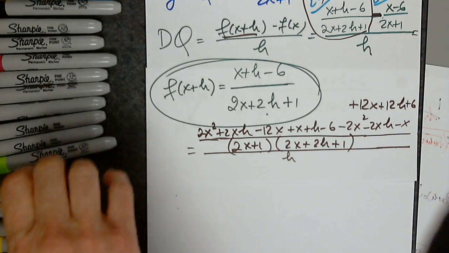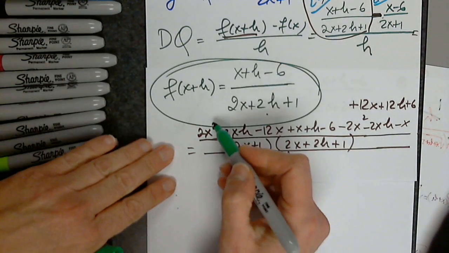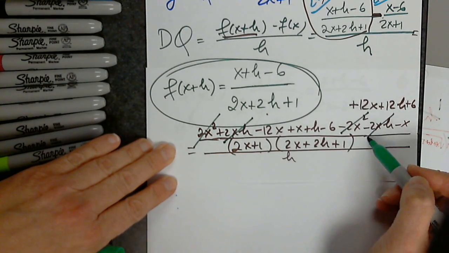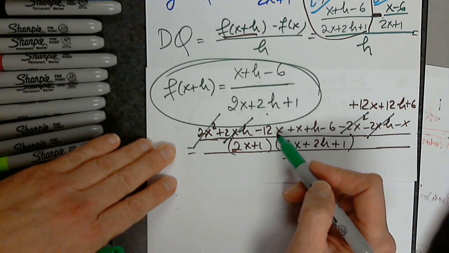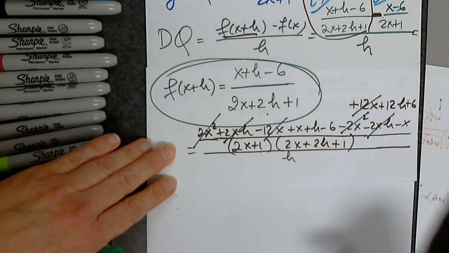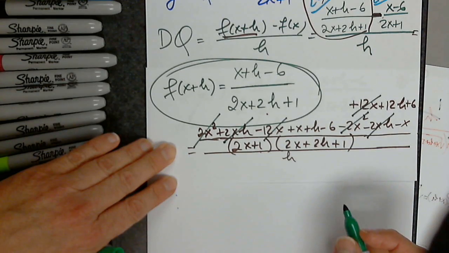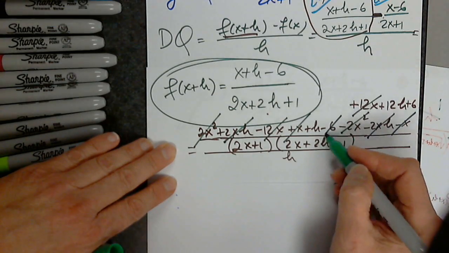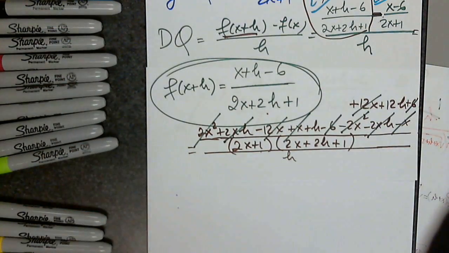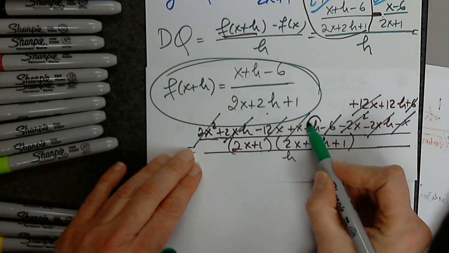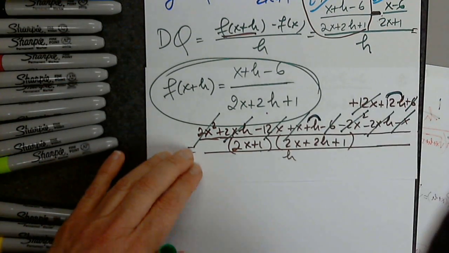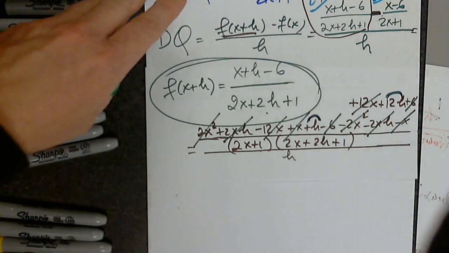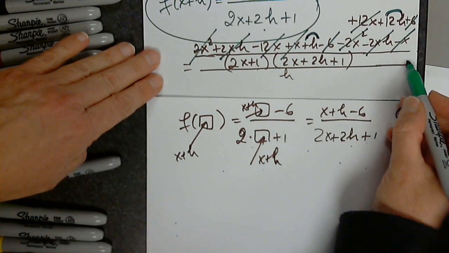So, let's see. Is anything going away? 2x squared with negative 2x squared. Positive 2xh with negative 2xh. Negative 12x with positive 12x. Positive x with negative x. Perfect. Negative 6 and positive 6. What is left? This is left, and this is left. Let's look again. There is nothing. I crossed out everything. Only two terms with h are remaining in the game.